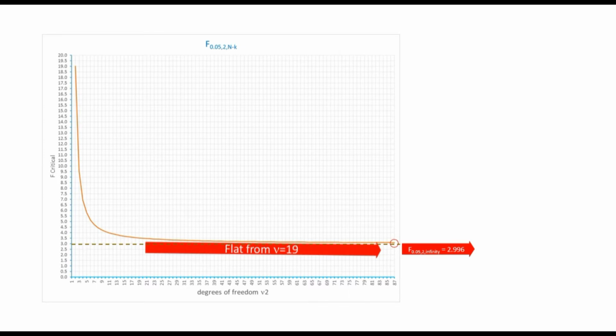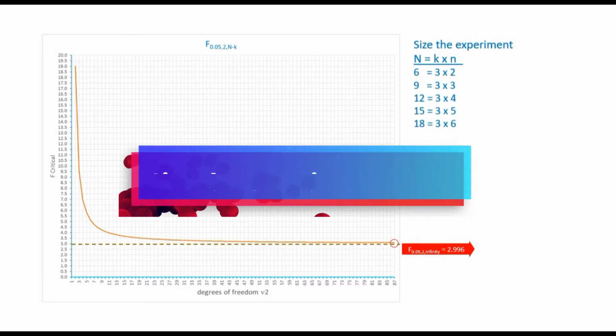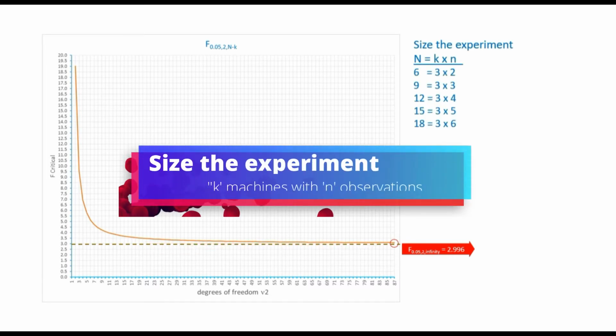So we use this function to help us to size the experiment. We know that we want to study 3 machines. We can take 2 observations for a total of 6 runs, or we can take 3 observations for a total of 9 runs, 4 observations, 5 observations, or 6 observations, and this will size our experiment to 6, 9, 12, 15, or 18 total runs.